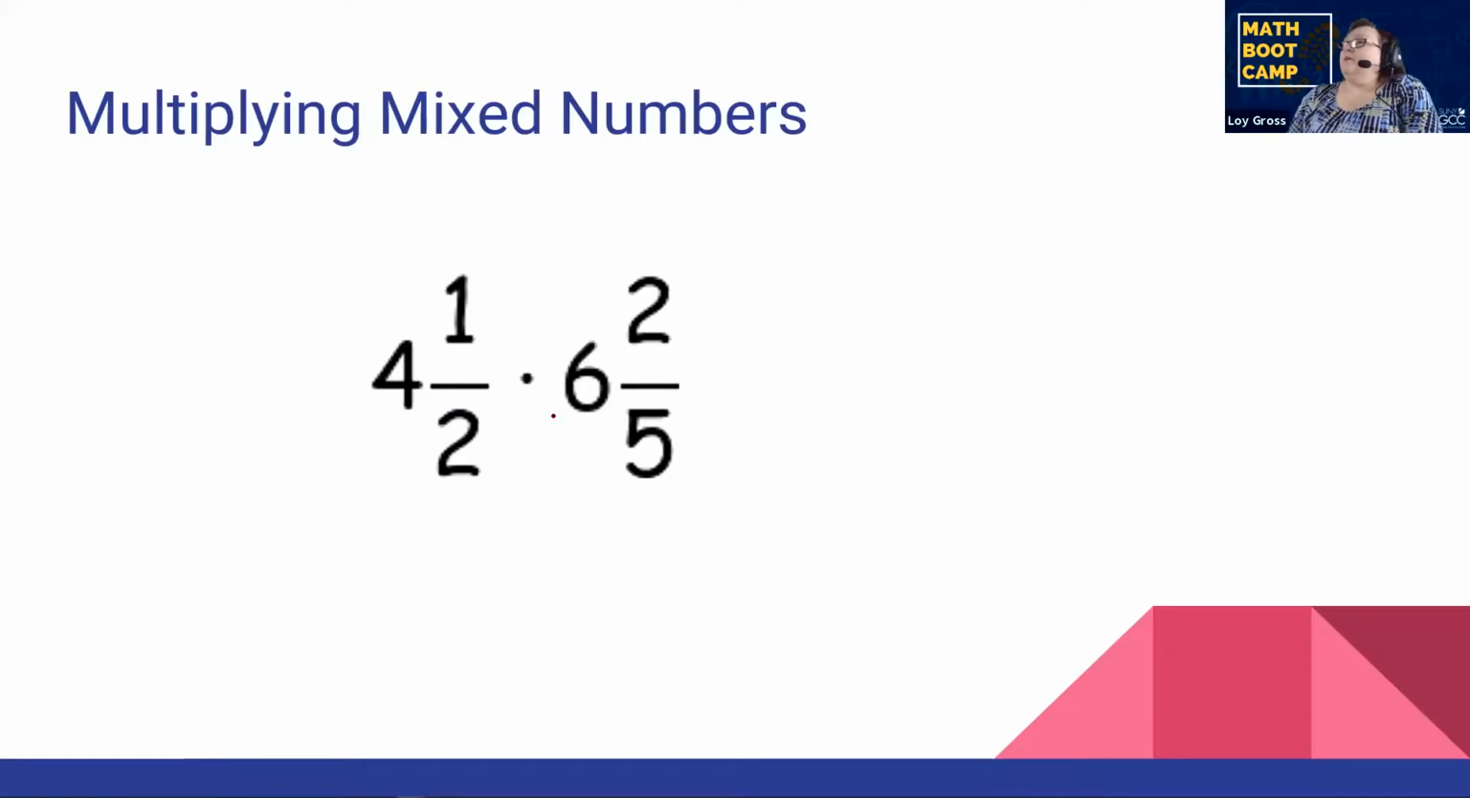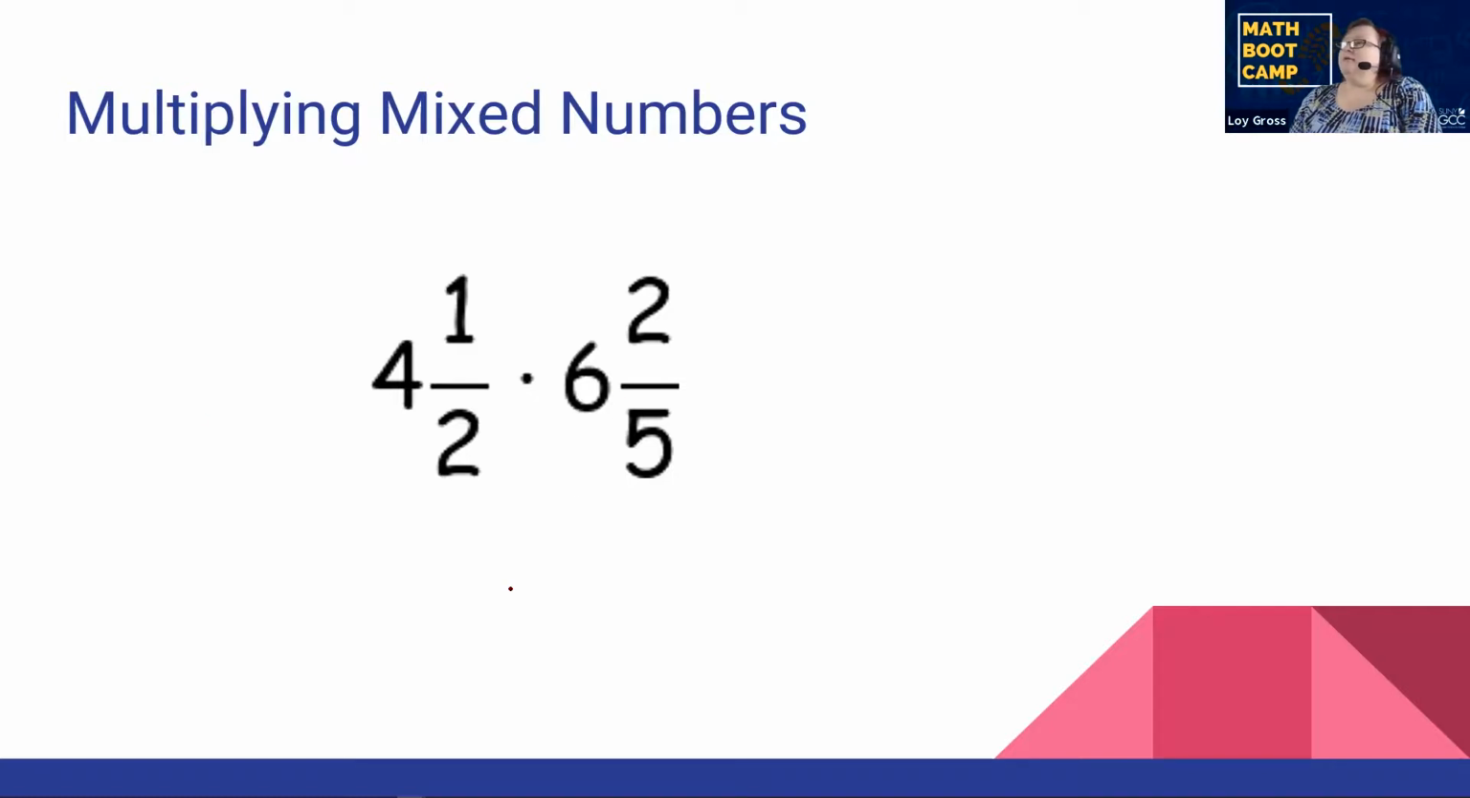Let's talk a little bit about multiplying mixed numbers. Multiplying mixed numbers is hard. If you want to multiply mixed numbers, we would have to multiply this 4 times the 6, but then we'd also have to multiply 4 times 2/5, and we'd have to multiply a half by the 6 and a half by, it's a mess. We don't want to do that at all.